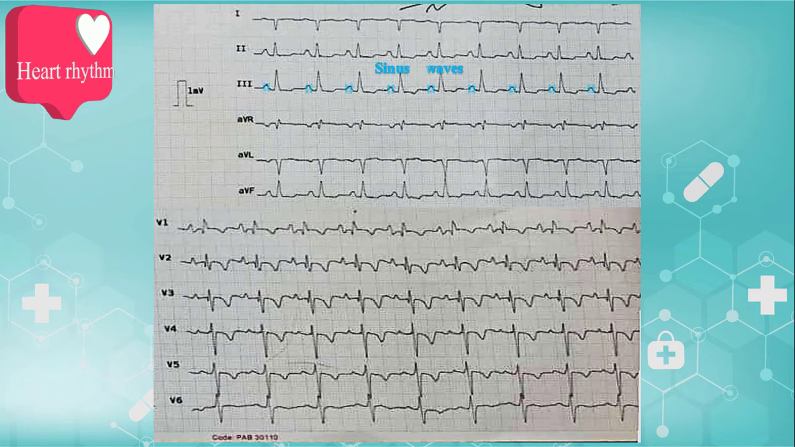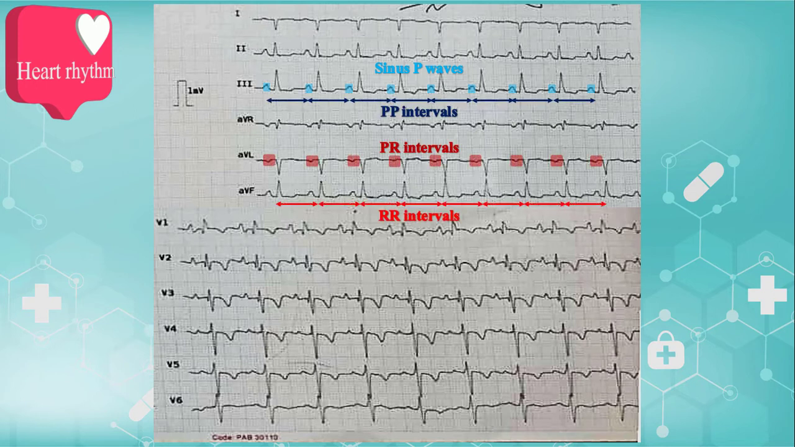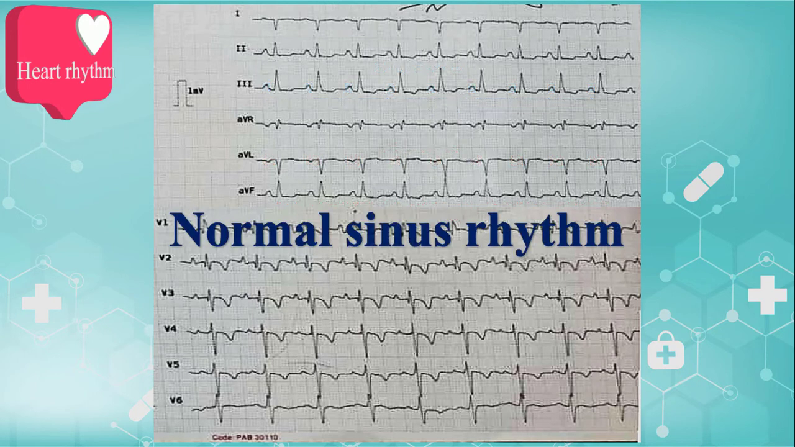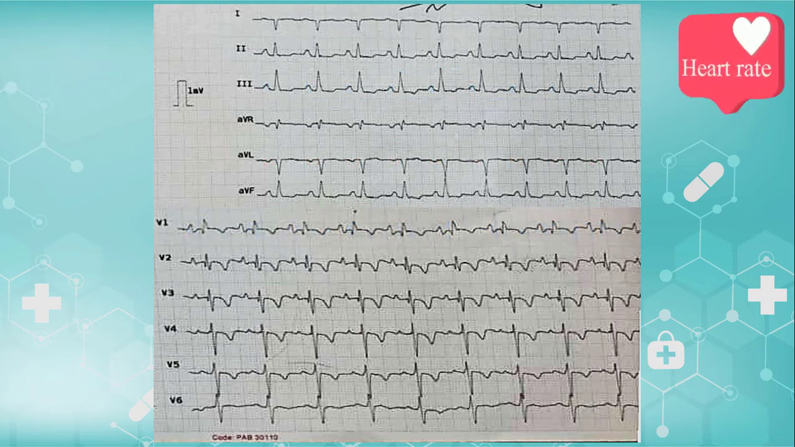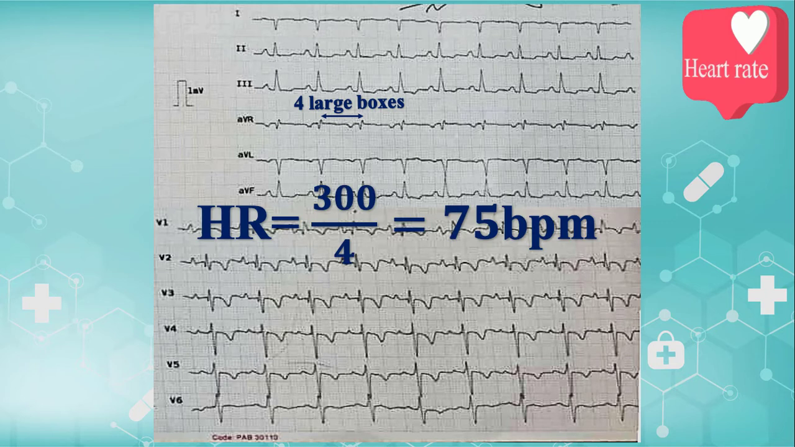There are sinus P waves before QRS complexes. There is no dropped beat. The PP interval, PR interval, and RR interval are stable. These findings establish normal sinus rhythm. Then we should go through the heart rate. There are 4 large boxes between consecutive R waves, so the heart rate is nearly 75 beats per minute.